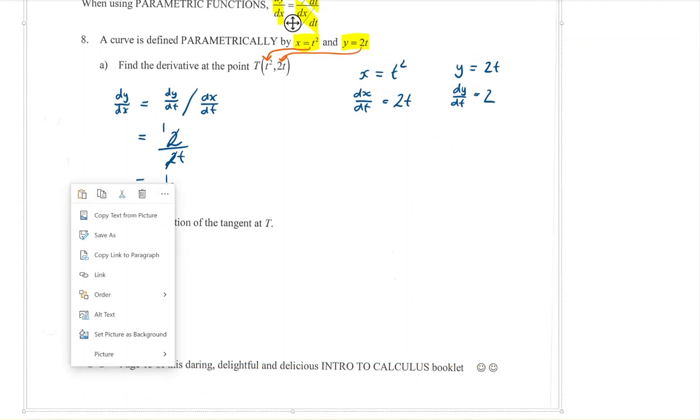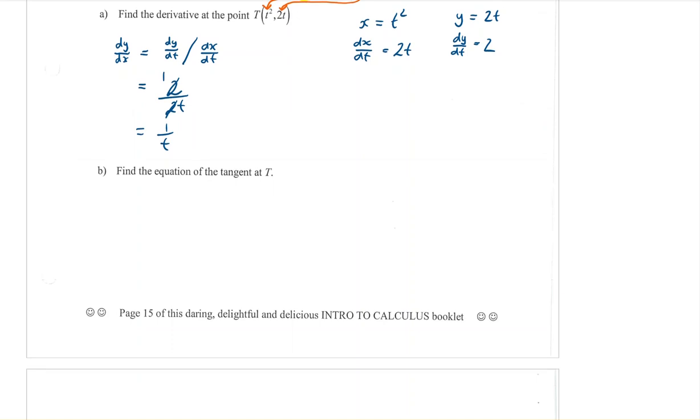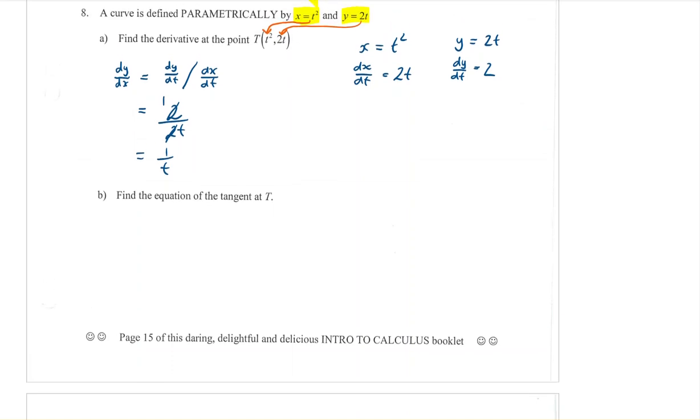Okay, part B, find the equation of the tangent at t. To find the equation of the tangent, we need a point, which we have up here. We were given the point (t squared, 2t), and we need a gradient, which is what I've just found here, the 1 over t. The derivative is the gradient. So using the point gradient formula, y minus y1 equals m, x take away x1. Subbing in, y take away y1 will be the 2t, equals m, which is 1 over t, bracket x take away x1, which is t squared.